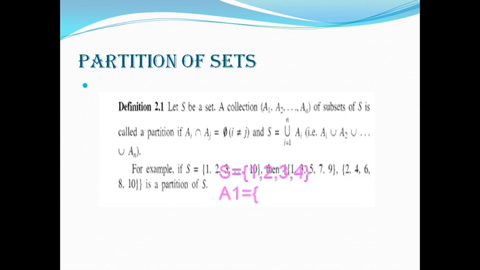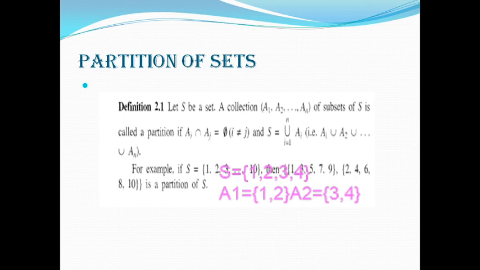I am writing A1 is equal to set {1, 2}, A2 is equal to {3, 4}. So this is one type of partition. It's important that when we are taking partition, first condition is that alphabets must be same but indexes or the numbers must be different. Okay.